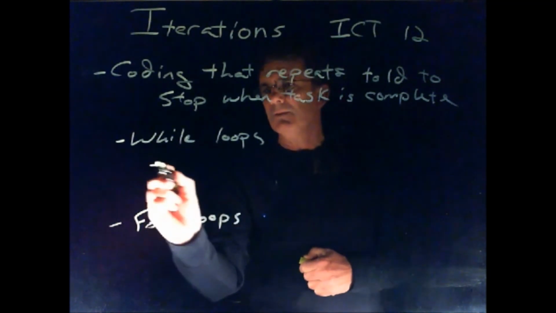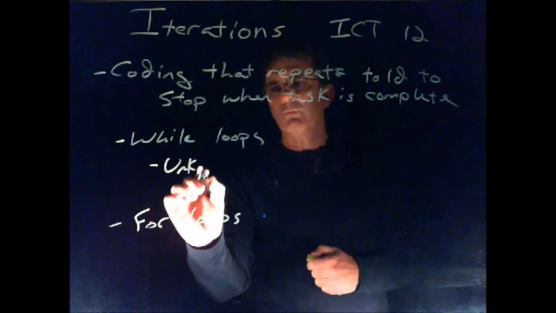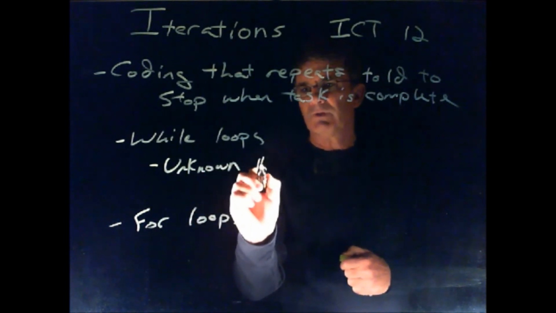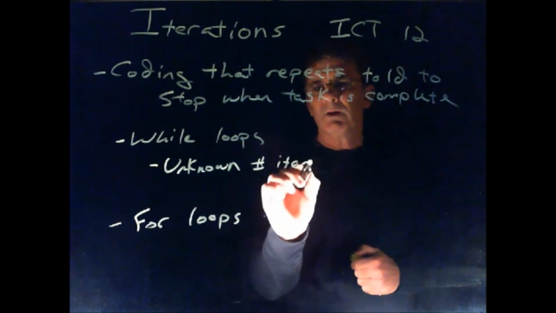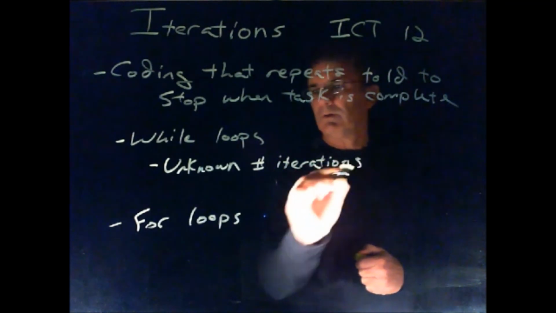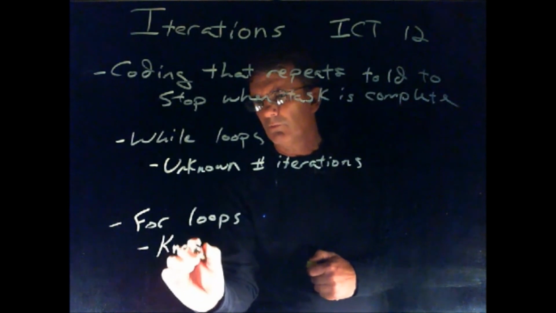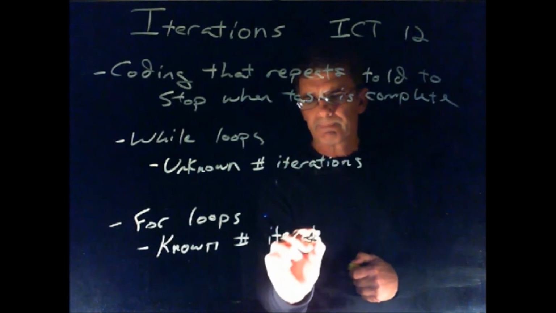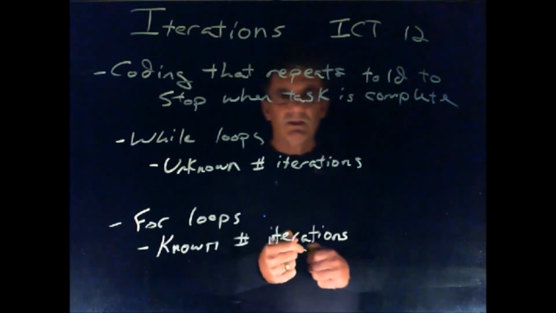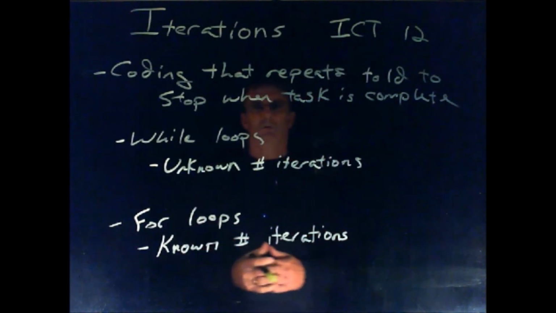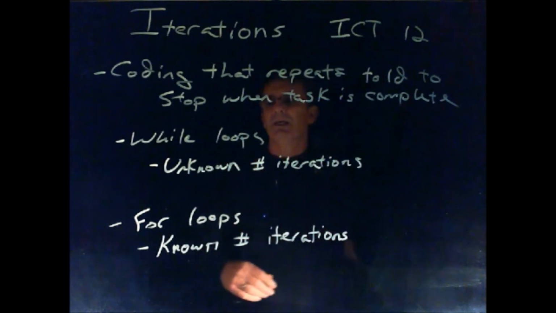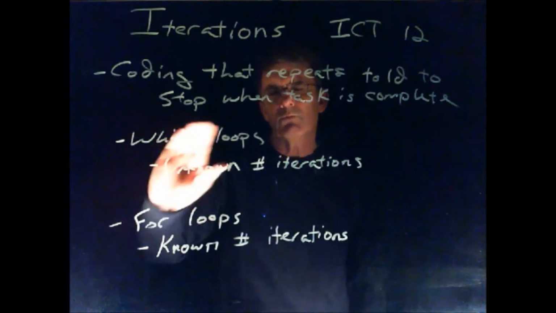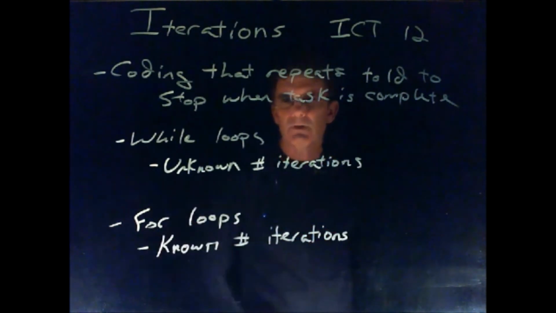However, typically a while loop is used when we don't know how many times we're going to do the iterations. So we have an unknown number. And of course, the for loop is best when we have a known number of iterations. Again, you can make both work under either case. It's just an easier application. When we don't know how many iterations, the while loop is an easier application than the for loop.